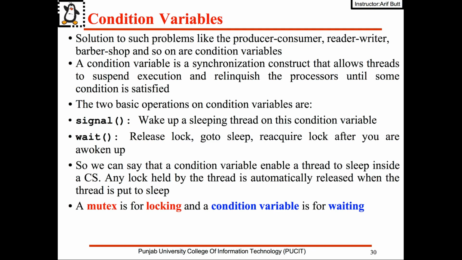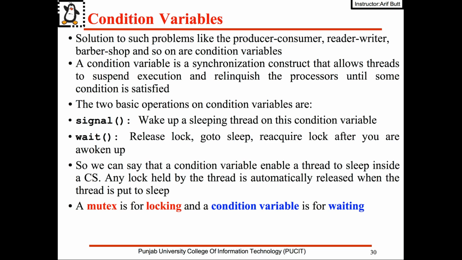Solution to such problems, which we have just seen in the producer consumer, are condition variables. A condition variable is a synchronization construct that allows threads to suspend their execution and relinquish the processor until some condition is satisfied. The two basic operations on condition variables are signal and wait. A signal operation wakes up a sleeping thread waiting on that condition variable, and the wait call releases the lock, goes to sleep, and later reacquires the lock after that thread is woken up.